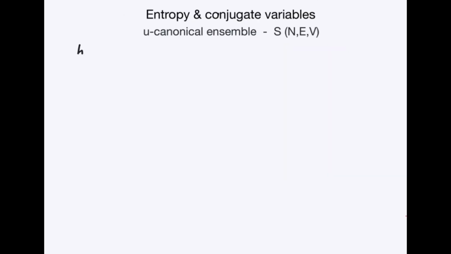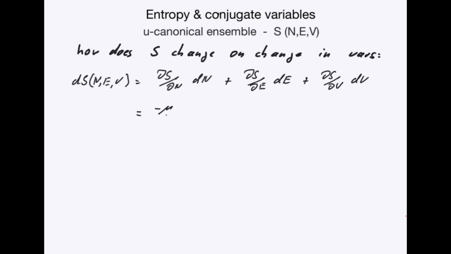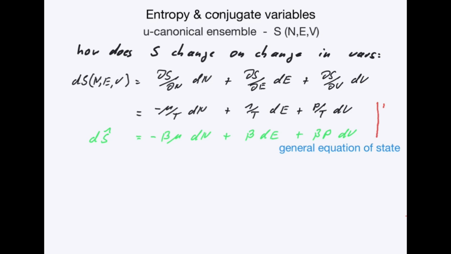In the next step, we look at the differentials of the entropy, which means we're interested in how the entropy changes if we change any of its parameters. dS of N, E, and V is the total differential, which is the partial derivative of S with respect to N times dN, the partial derivative of S with respect to E times dE, and the partial derivative of S with respect to V times dV. Now, using our definitions before, this can be transferred into the so-called general equation of state.